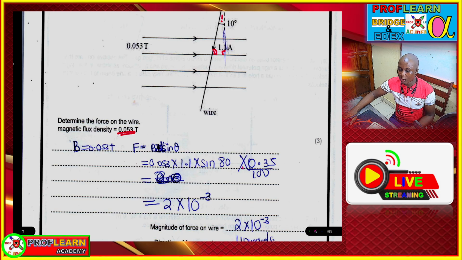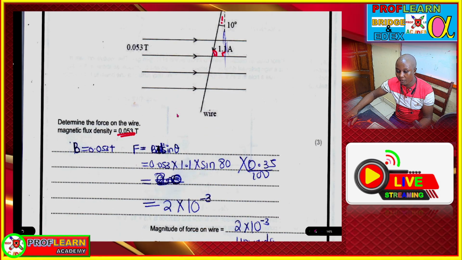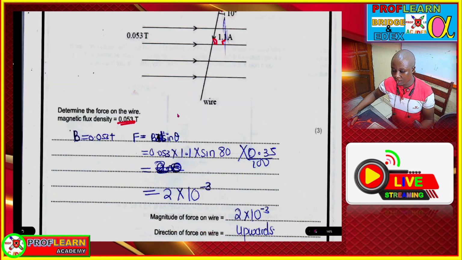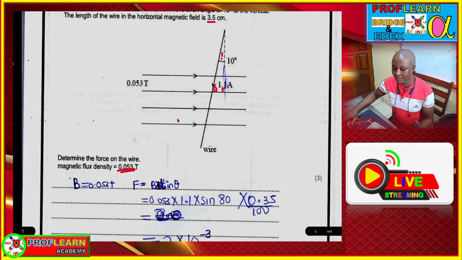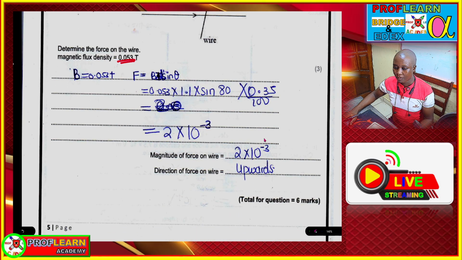And you also have to remember to multiply by the length, but the length is in centimeters here, guys. Those are the areas where you have to be very keen converting quantities to SI units, so that you can determine the correct answer. In that case, you are going to get 2 times 10 raised to power 3 newtons. And don't forget to include the units whenever you are answering a physics question.